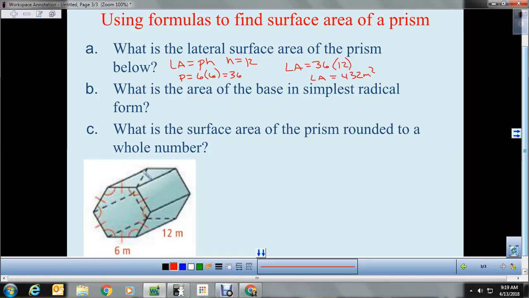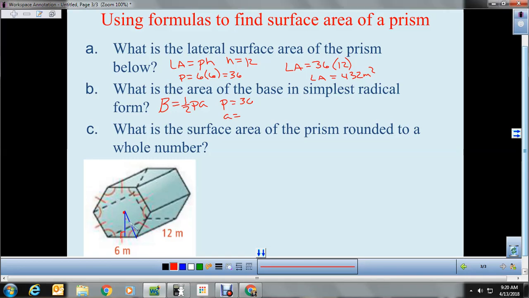Well, to find the area of the base, we have to use 1/2 perimeter times apothem. Now we know the perimeter is going to be 36. The apothem we have to find. So we draw our center of this, draw the apothem, which goes, remember, perpendicular to the side. And now we'll find our angle here.